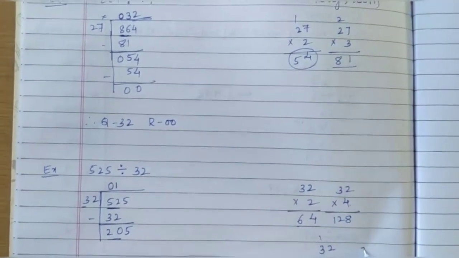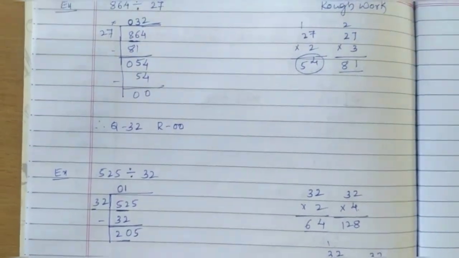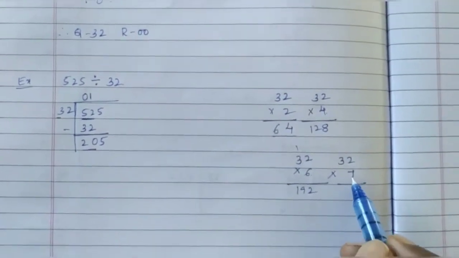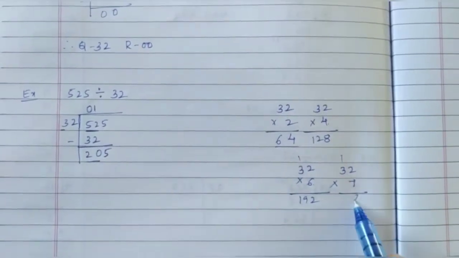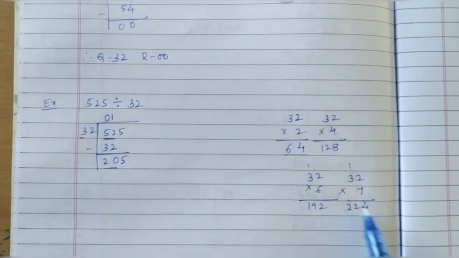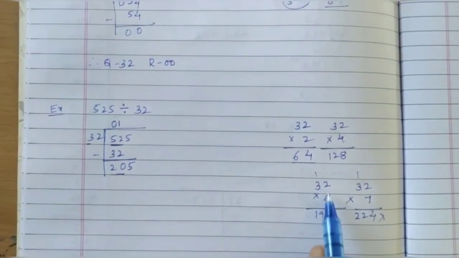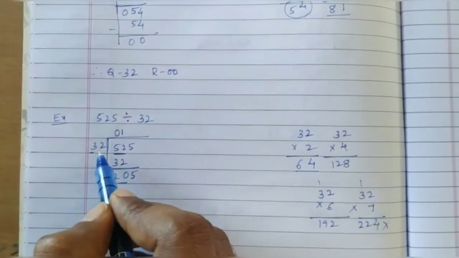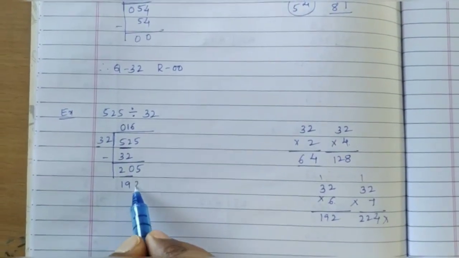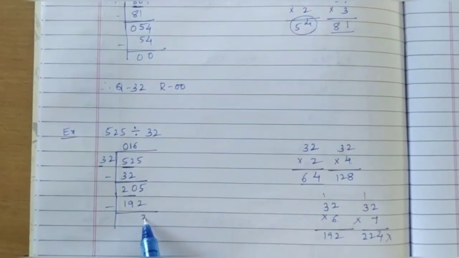But no problem. Try the next number, because we don't know, maybe it comes very near to 205. So I am checking now. 7 twos are 14, 7 threes are 21 plus 1, 22. No, it is bigger than 205. So I will take 32 into 6, so 32 sixes are 192. Right? Then subtract. 5 minus 2, 3.